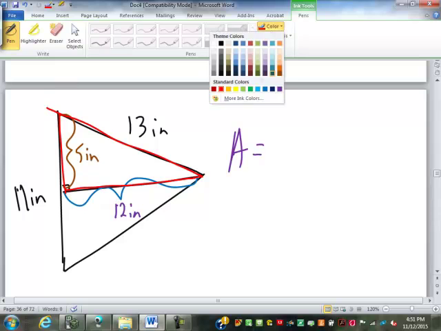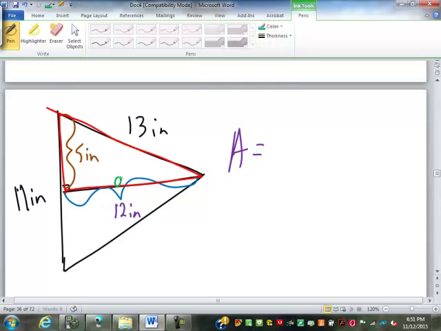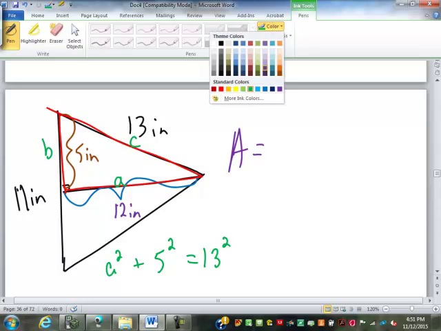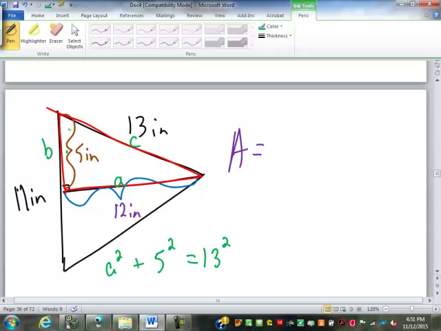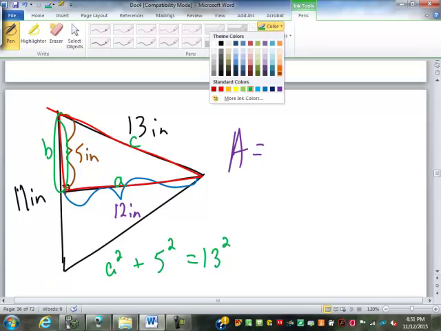So basically we have B, or A, and C. A is what we're looking for. So A squared, it's just this one, plus 5 squared equals 13 squared, right? Nope, because this piece is only 5 right here. 11 goes all the way. Okay, so if you do that out, A comes out to be 12.